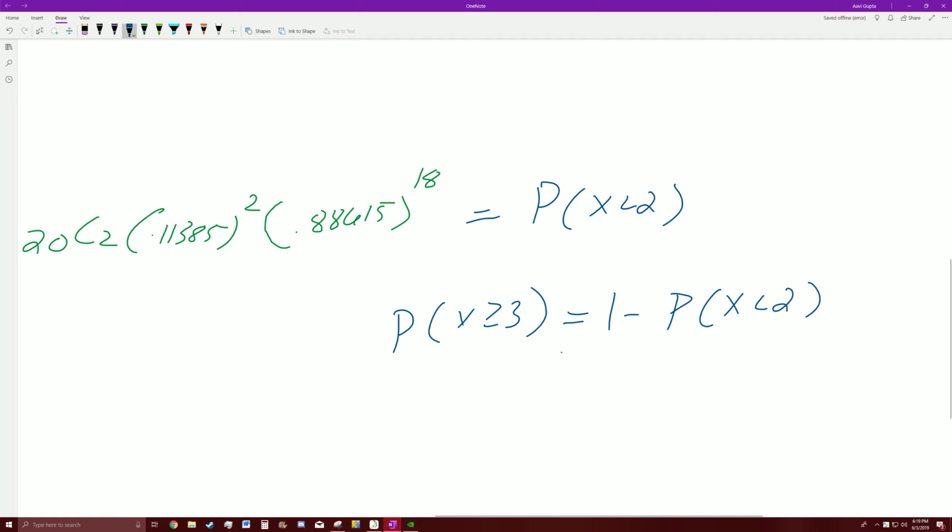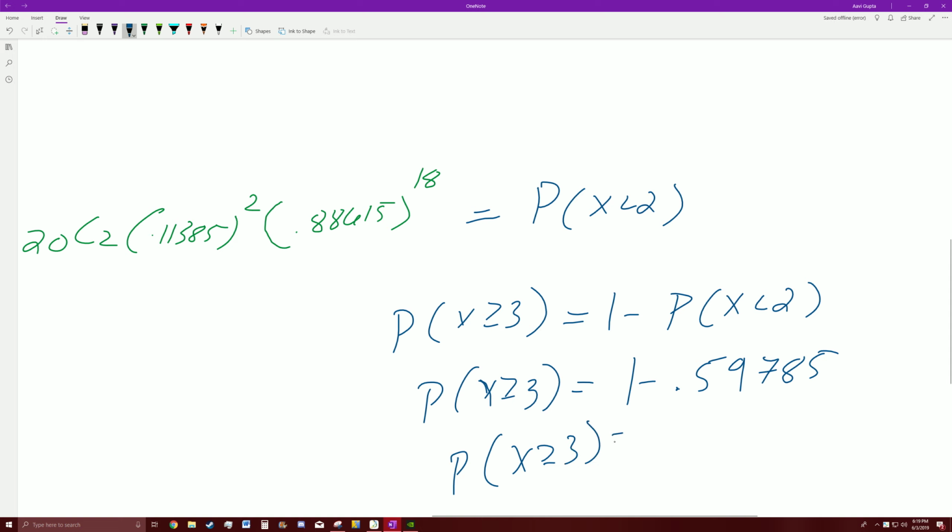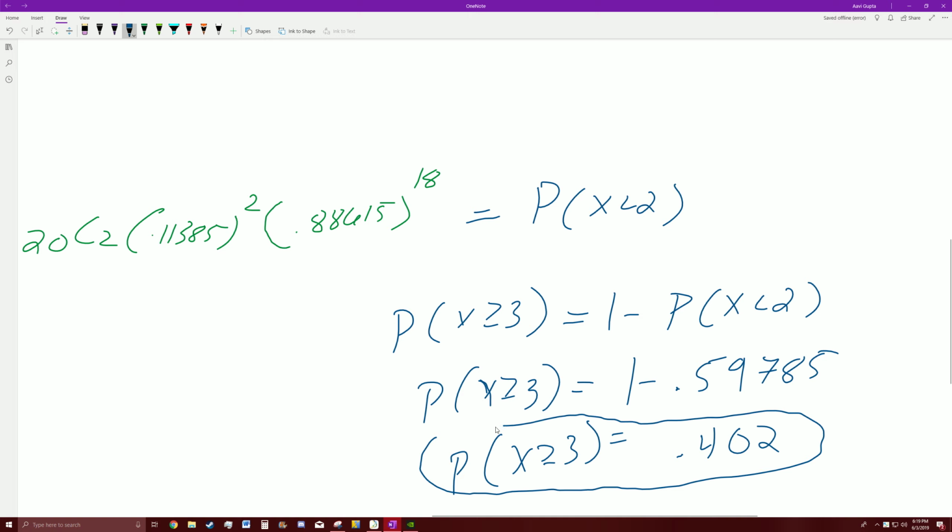So once you get that, the probability that X is greater than or equal to 3 is equal to 1 minus 0.59785. So the probability that X is greater than or equal to 3 is equal to 0.402. You should also probably define the random variable X because it wasn't defined for you.